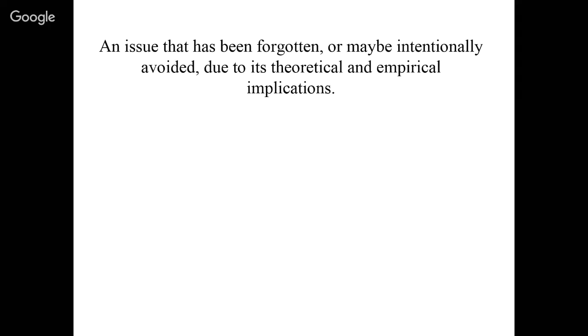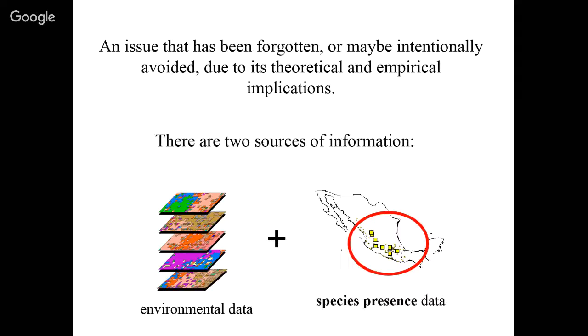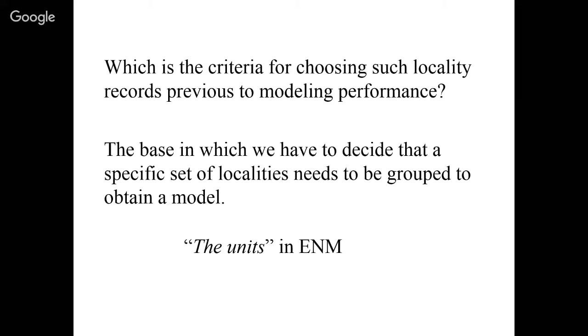However, there is a major issue that has been forgotten or maybe intentionally avoided due to its theoretical and empirical implications. We know that in correlative models, there are two sources of information, the environmental data and the species presence data, and also absences, if they exist. But the question that arises is, what is the criteria for choosing such locality records prior to modeling? Such criteria is the basis on which we have to decide that a specific set of localities needs to be grouped to obtain a model. And hereafter is what I call the units in ecological niche modeling.